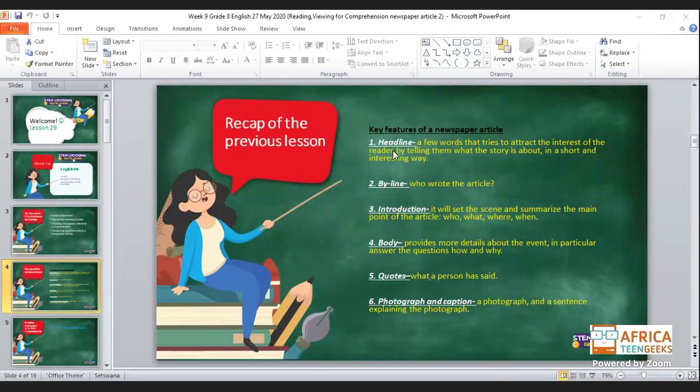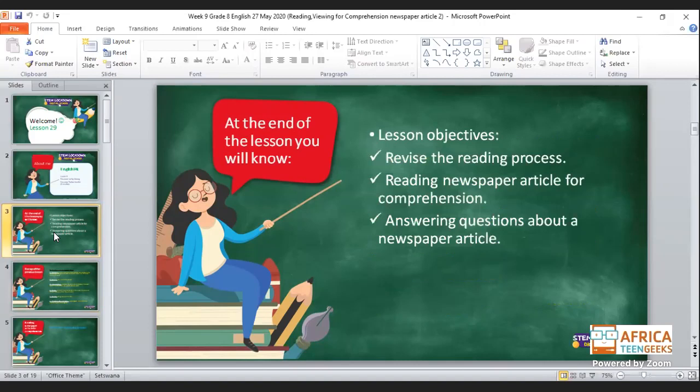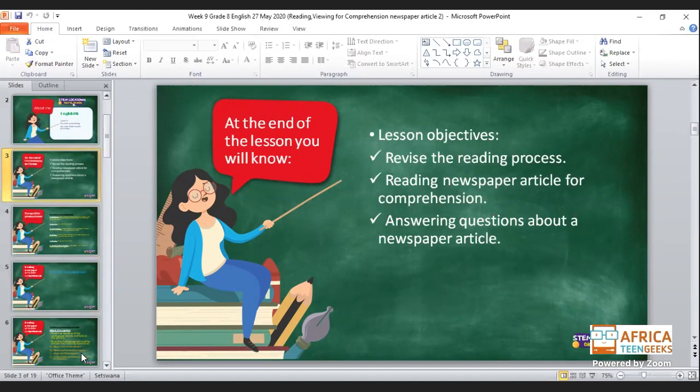All right. So you need also to remember this for the lesson of the day. So remember, this is what we are doing today. We will be reading a newspaper article for comprehension. Then we will answer questions about a newspaper article. Yes, that is what we would be doing in the lesson of today.